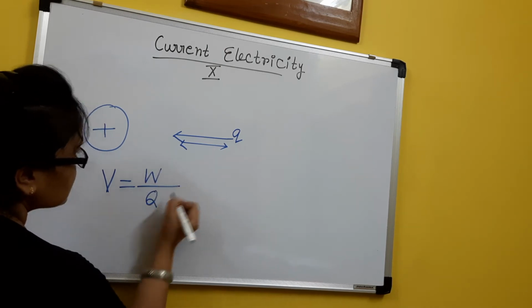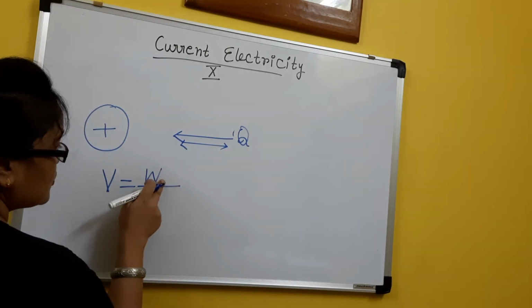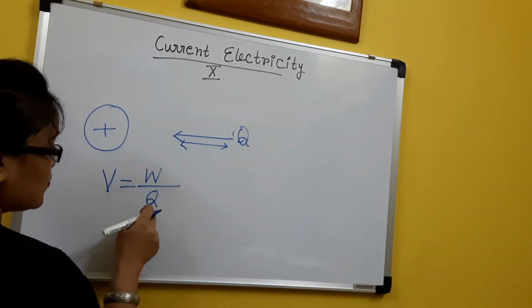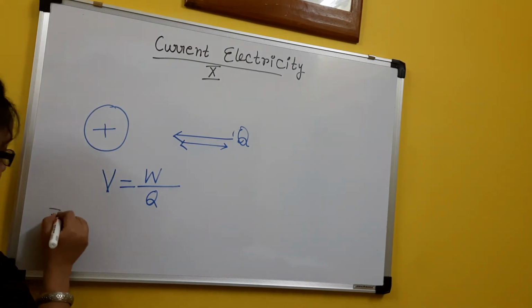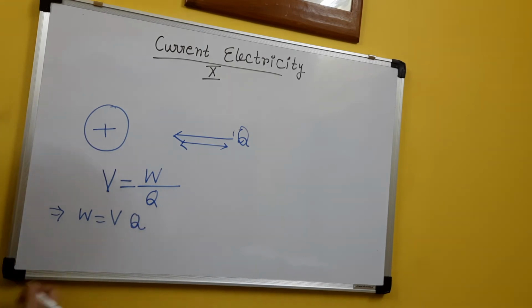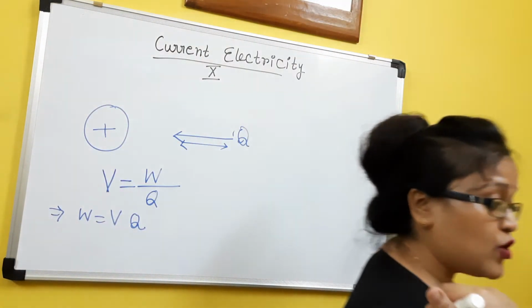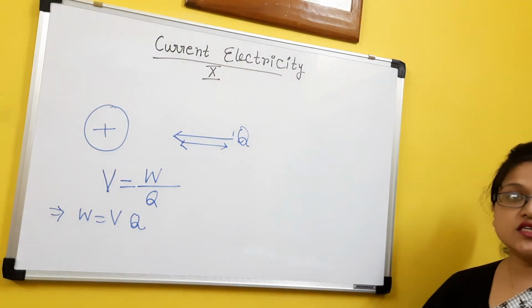Q is the charge, this charge which I am bringing from here to here. W is the amount of work I am doing to bring this charge. This is the potential. So the amount of work done is W equal to V into Q. Clear? So this is the potential.